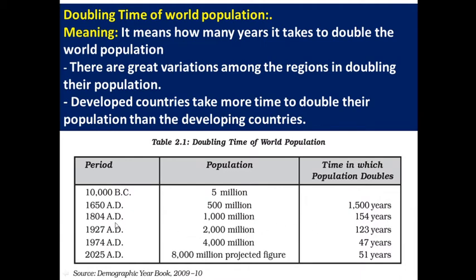But if we study the next period, from 1804 AD to 1927, the world population doubles from 1000 million to 2000 million.